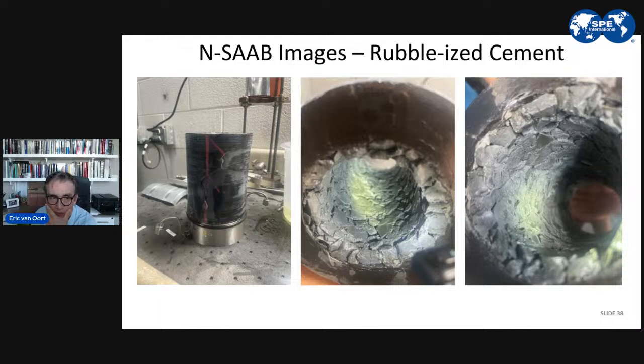In fact, we are repeating that test right now for a longer period of time and with elevation of the temperature to accelerate the creep more than what we did in this test. So it is possible that with a broken up cement sheet, the shale could invade into the cement and reestablish the compromised barrier. And that's pretty exciting.